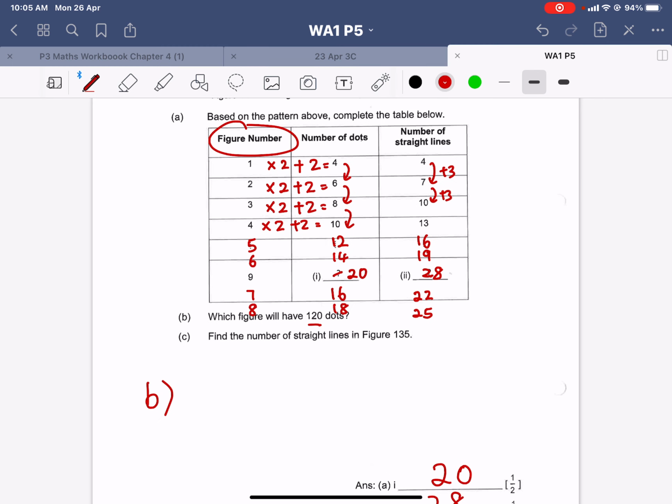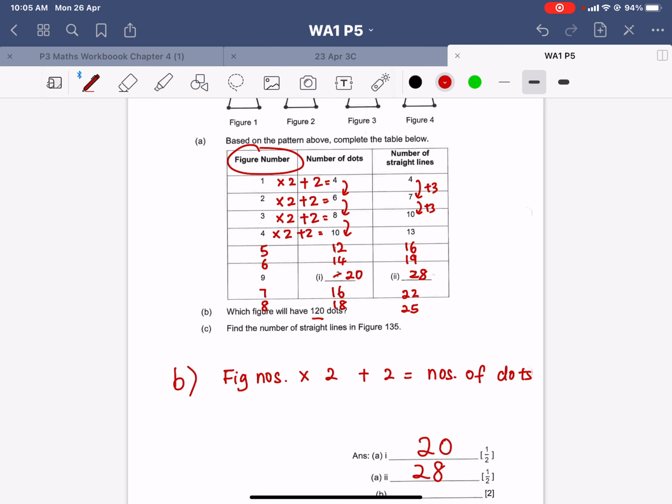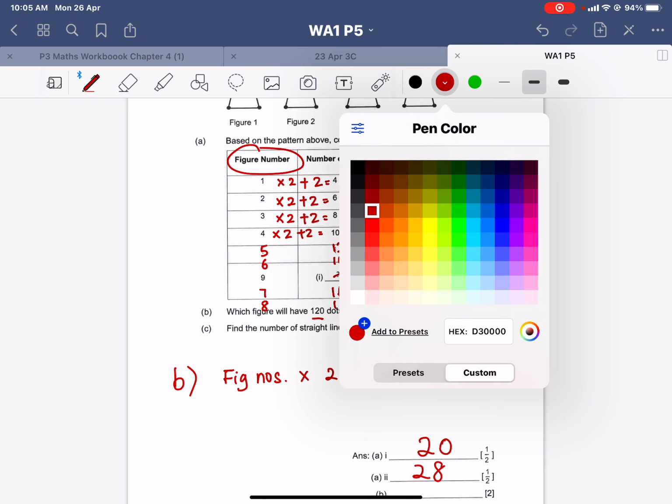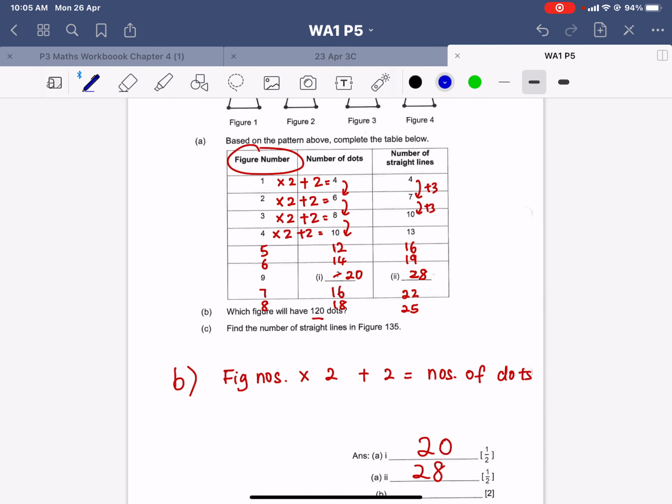So meaning to say, the figure number, if we take that figure number and we multiply it by 2, and then with that number, we plus 2, we will be able to get the number of dots. That seems to be the pattern that works. So we always use the figure number as a way to see how it's connected to the number of dots. Alright, so there we have it now. The pattern, the secret code is out.